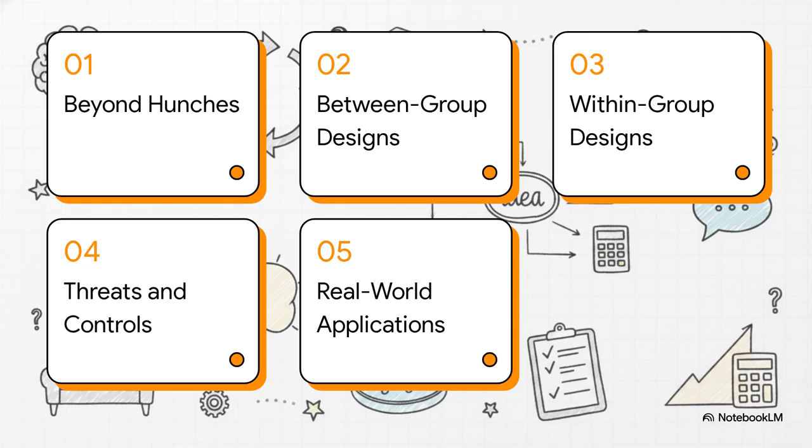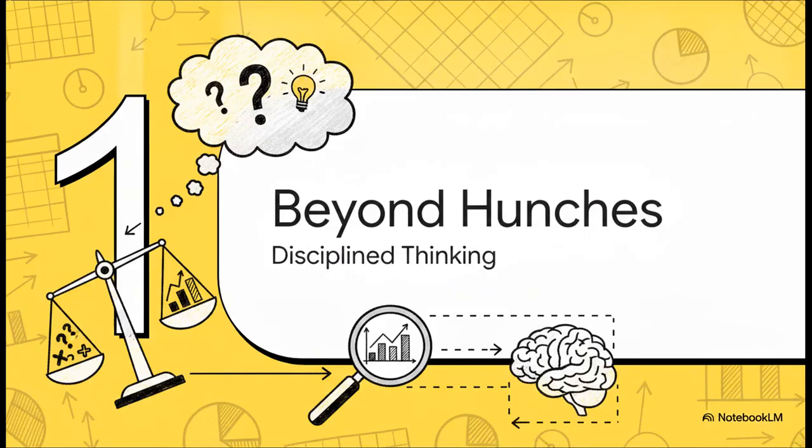Here's our roadmap for today. We'll start with 1, beyond professional hunches, 2, between group designs, 3, within group designs, 4, threats and controls, and finally, 5, real-world applications. Basically, we're going to gently guide you from basic theory all the way to complex application without overwhelming you. So, Section 1, Beyond Professional Hunches.